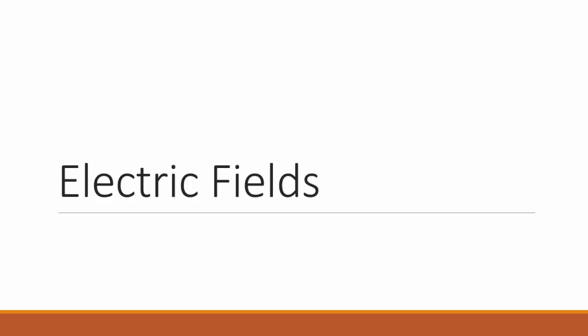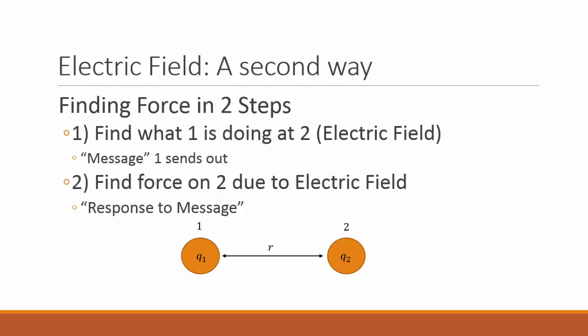So the first thing we're going to talk about in this chapter is going to be electric fields. Everything we're going to start out by talking about with electric fields can be done through a discussion of electric forces. And really what it boils down to is you can look at the interaction of two charged objects as either a single step process or a two-step process.